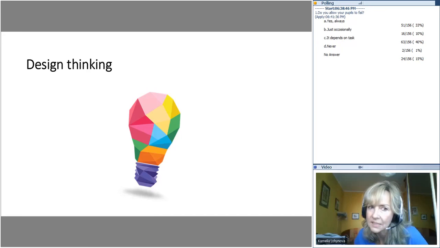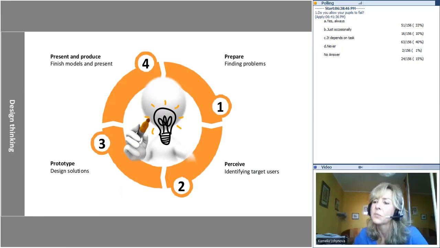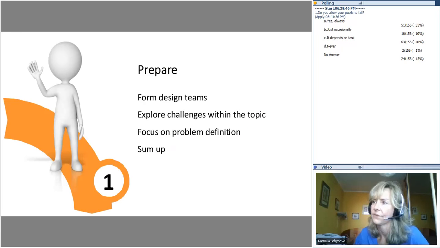So how does it work? The steps of design thinking can be described in several ways, but the basic steps are: define the problem, understand the users, brainstorm solutions, prototype, and then produce. So let's have a look at the first phase. The first phase relates to finding a problem to work with. Students identify, select, and concretize the problem they want to design a solution for.